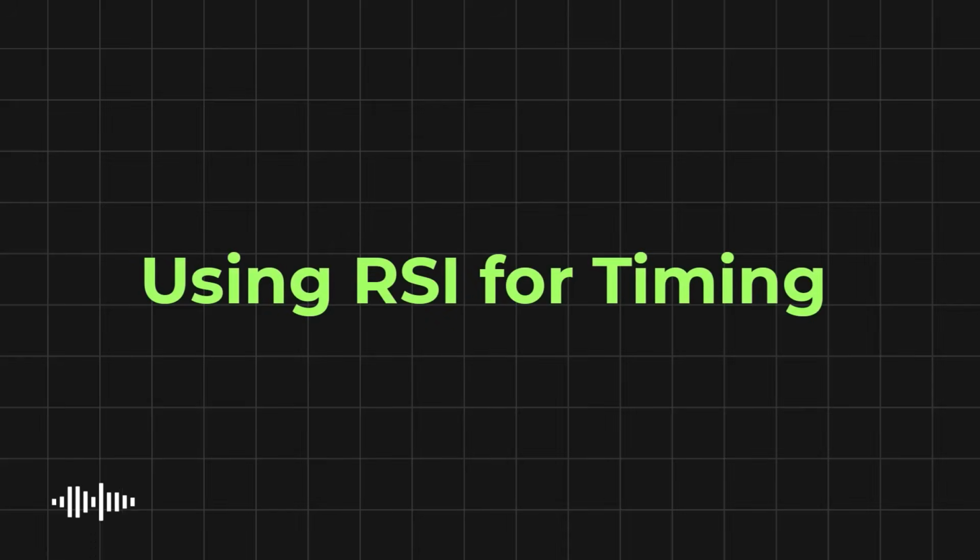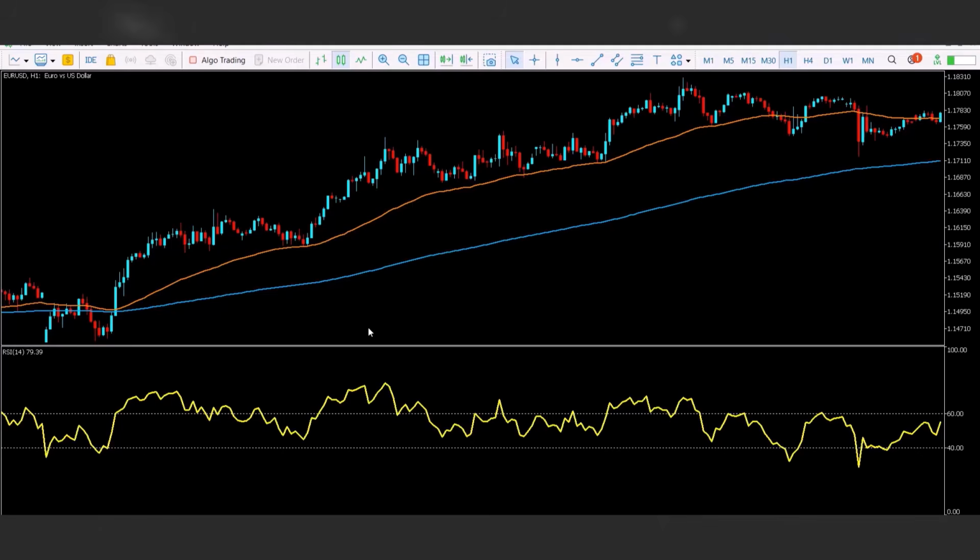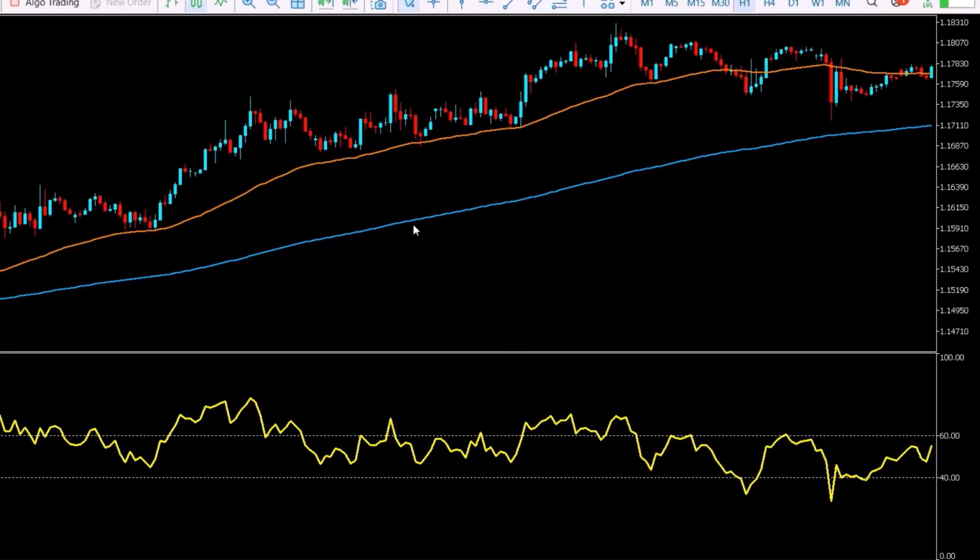Using RSI for timing. Now comes the role of RSI. During a pullback in an uptrend, momentum becomes weaker. Because of this, the RSI usually starts moving downward. Very often, it drops toward the level around 40. It does not mean the trend is over. It simply means the market is taking a short break.